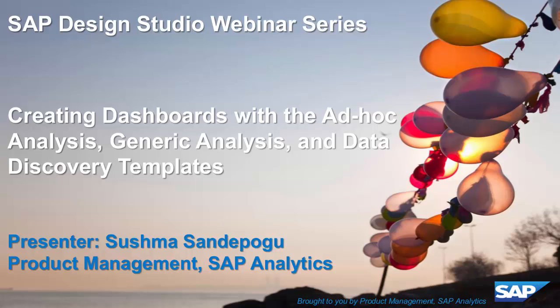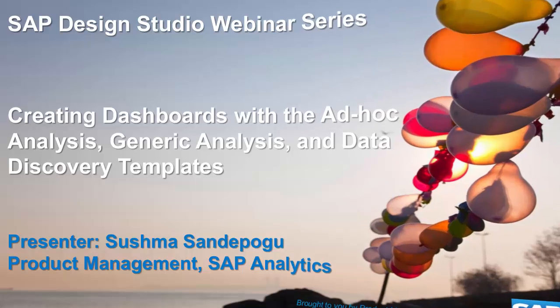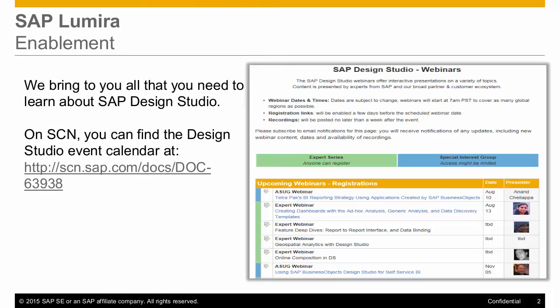My name is Sushma Sandepogu and I am part of the SAP Analytics Product Management Group. Our team is called RIG and we basically work with Lumira and Design Studio customers. I've been with SAP for over 7.5 years now, and for the last 3 years I have been working on Lumira and Design Studio.